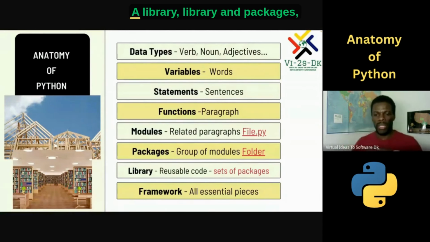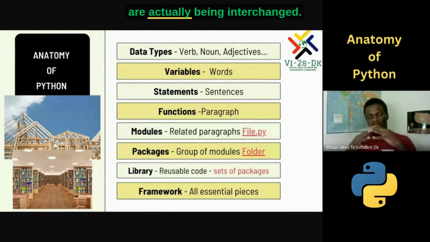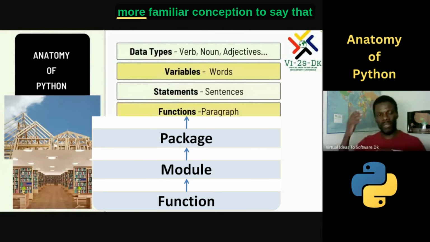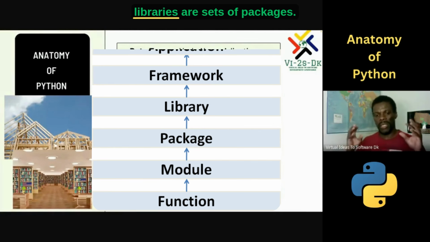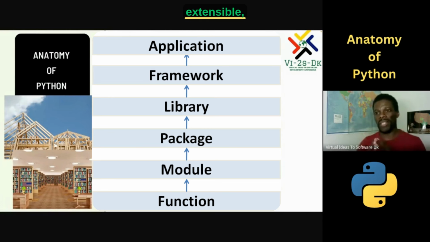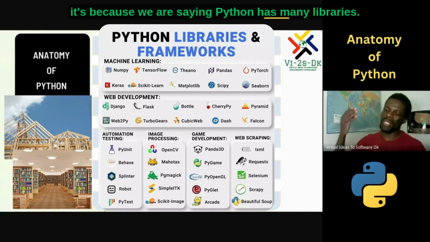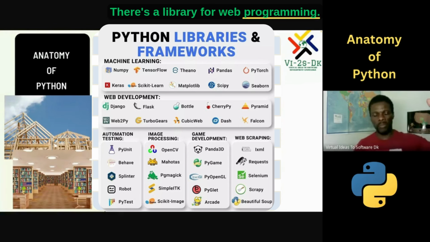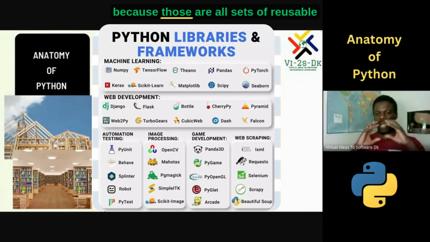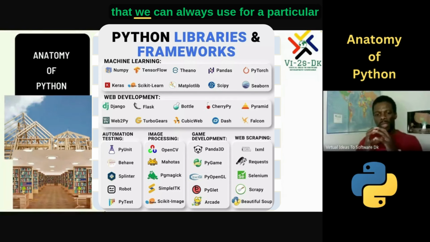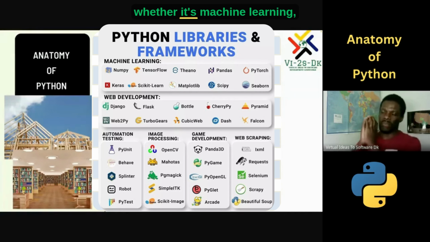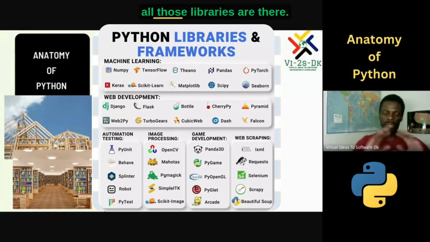A library now. A library and packages are actually being interchanged. They use it interchangeably. But it's a much more familiar conception to say that libraries are sets of packages. So when we say Python is very extensible, it's because we are saying Python has many libraries. There's a library for web programming. There's a library for cloud computing. There's a library for machine learning. There's a library for that, because those are all sets of reusable code that we can always use for a particular job, whether it's DevOps, whether it's machine learning, whether it's cloud computing, all those libraries are there.